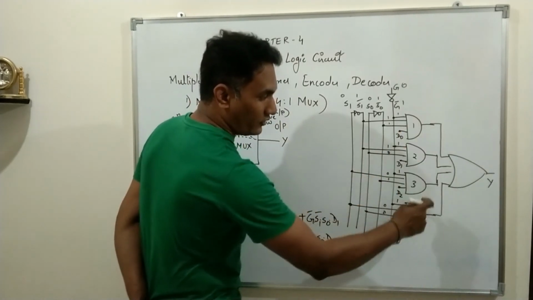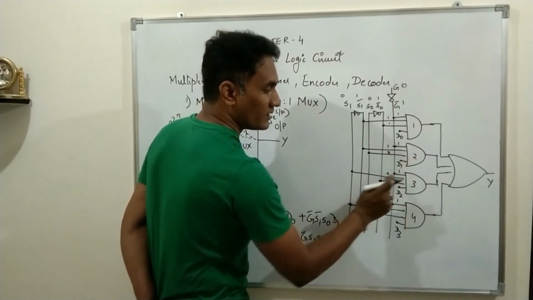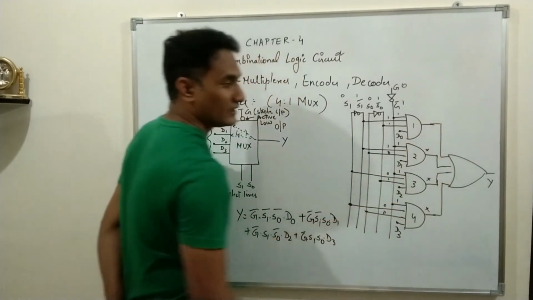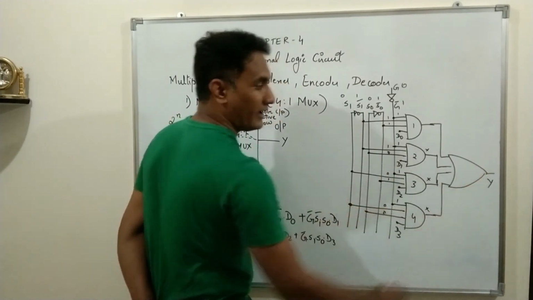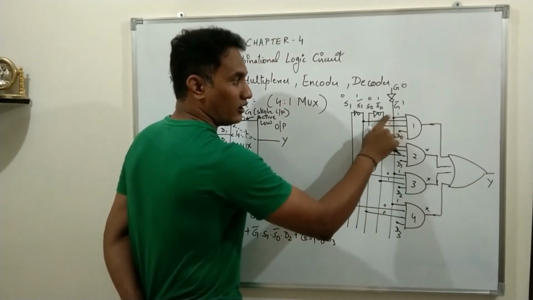So out of the 4 gates, what you can see is for the fourth, for the third, for the 2nd, at least one input is 0. That means these gates are deactivated. That means data cannot be transferred from D3, D2, D1 to Y. At this point, only the first AND gate has inputs 1, 1, 1. All the inputs are 1.